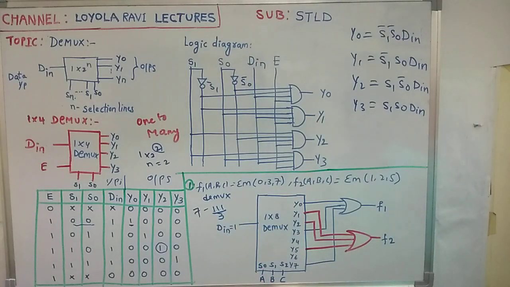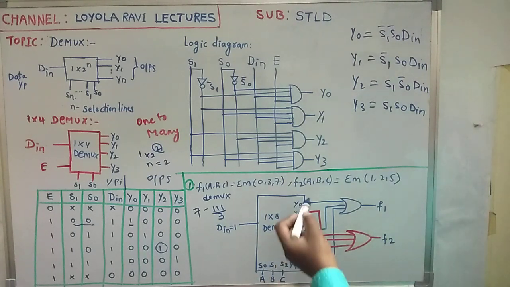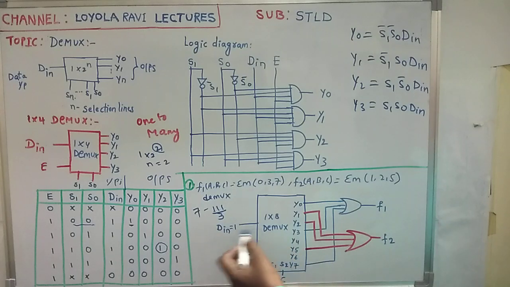So that's why we are using a 1 to 8 demultiplexer. These 3 inputs are nothing but 3 selection lines. 3 selection lines is for a 1 by 8 demultiplexer. We take the maximum number, convert it into binary, and count the number of bits. The number of bits is 3. That's why we have 3 selection lines. For which demultiplexer do we have 3 selection lines? The 1 by 8 demultiplexer. That's why I am taking a 1 by 8 demultiplexer and 1 data input.